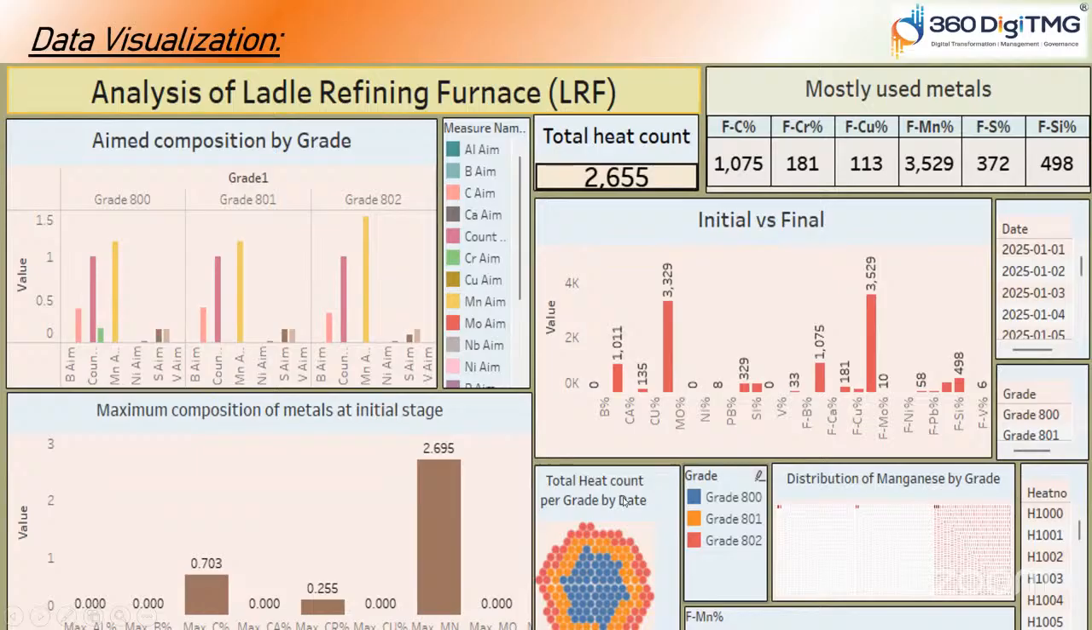Heat map: heat count by the grade over a date. Okay, so you visually cluster furnace operations across dates and grades. It helps to identify high activity days. And the manganese distribution heat map reveals the grade-wise manganese dispersion. A red zone shows heavier usage.